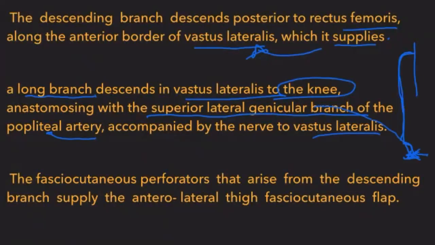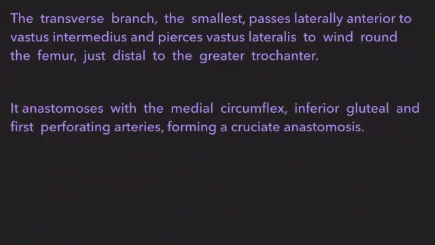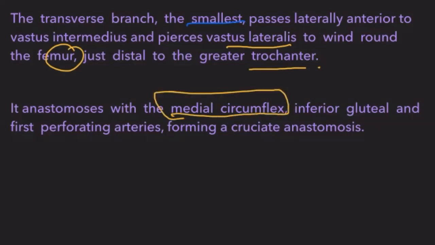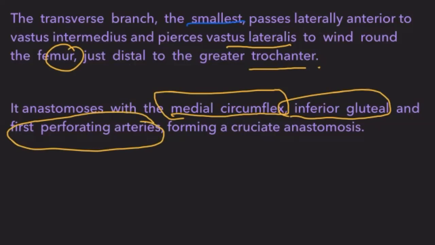and deep circumflex iliac arteries of external iliac artery, whereas the descending branch anastomoses with the popliteal artery, right? The transverse branch, the smallest, runs laterally anterior to the vastus intermedius and pierces vastus lateralis to wind around the femur, greater trochanter, and anastomoses with the medial circumflex. Ascending, descending, and transverse anastomose with the medial circumflex, inferior gluteal and first perforating arteries, forming a cruciate anastomosis.